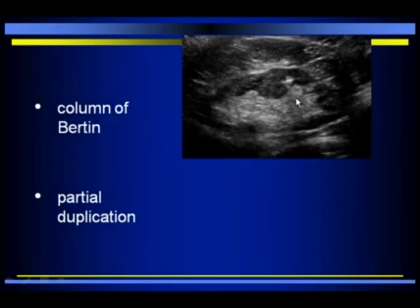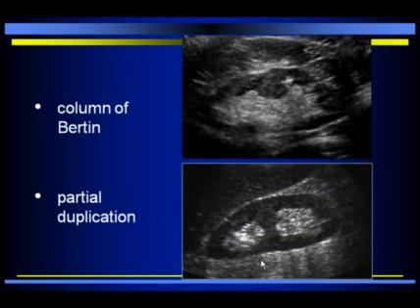Now, a column of Bertin is another normal variation of kidney anatomy. We see here the normal cortex, which is relatively hypoechoic, with the echogenic renal sinus, but there is a small amount of parenchyma which dips into the renal sinus, and this is a normal column of Bertin. When we have a duplication of the kidney, this renal parenchyma actually splits the entire renal sinus, so there's renal sinus above and renal sinus below, and there is renal parenchyma going down through. This is a duplication of the kidney.